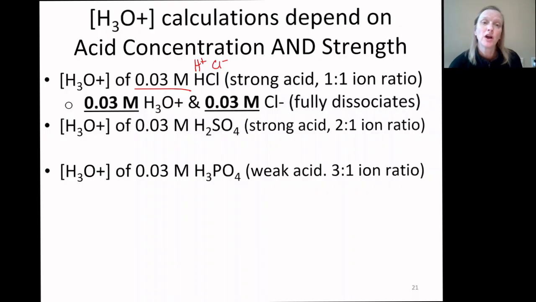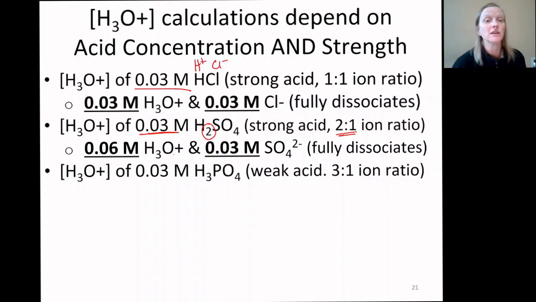Now, if we look at another strong acid, like sulfuric acid, this acid has 2 hydrogens that it can release in solution when it's dissolved in water. So this has a 2-to-1 ion ratio. That means that when we start with 0.03 molar sulfuric acid, we actually end up with twice that concentration of hydrogen ions. We end with 0.06 molar hydrogen ions or hydronium ions. Now, with the sulfate ion, we still have 0.03 molar of that because there weren't 2 sulfate ions per molecule. There was just 1.